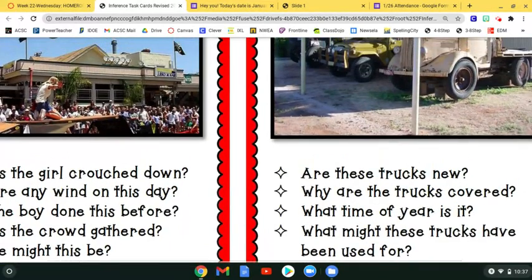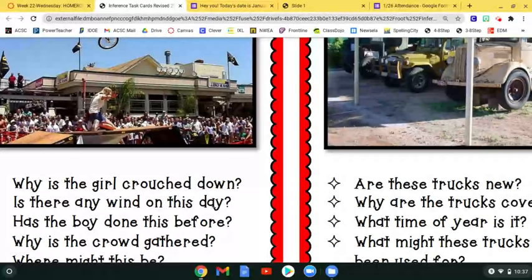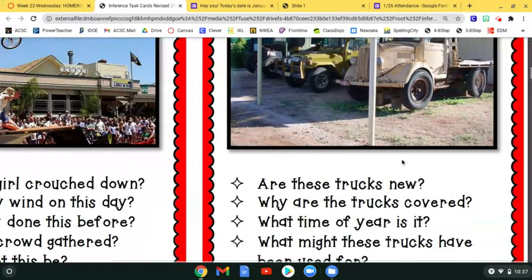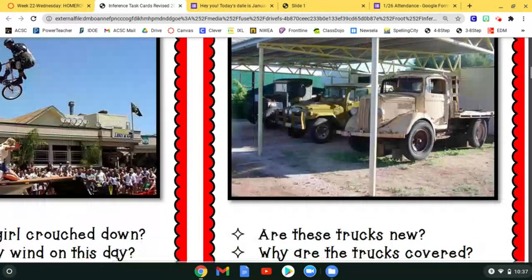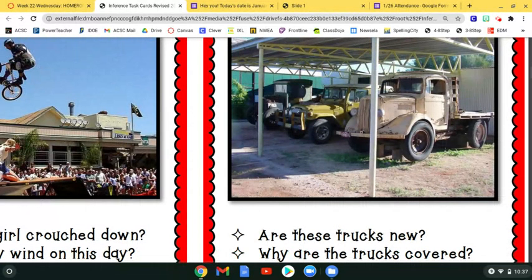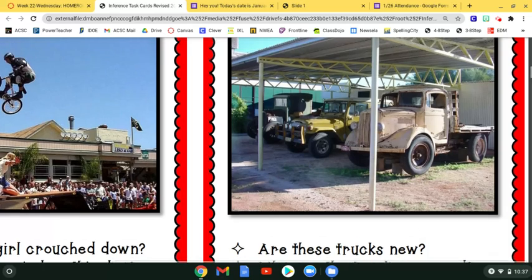Okay. Why are the trucks covered? Oh gosh. I would say the trucks are covered maybe for protection or maybe to keep them in the shade because it's really hot outside and maybe they have leather seats. And you know how if your car is out in the sun and they have leather seats, it just gets really, really hot when you go to sit down on the seats. So maybe they're covered because there's leather seats and they don't want them to be really hot.